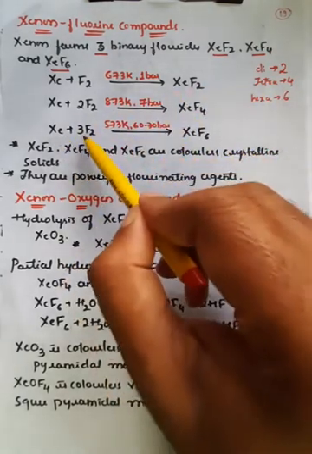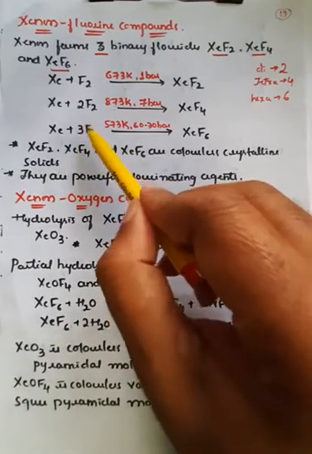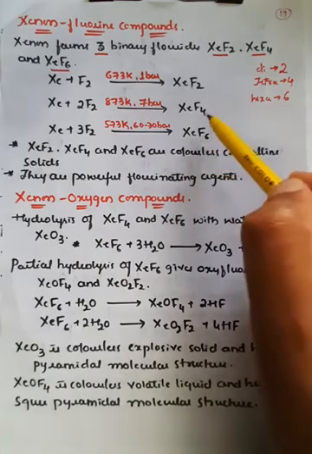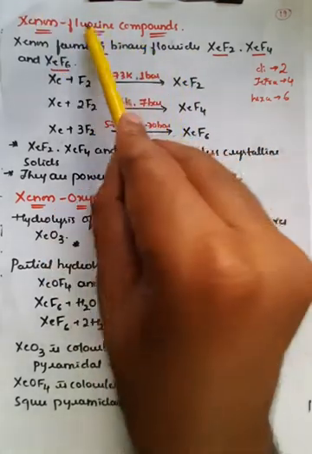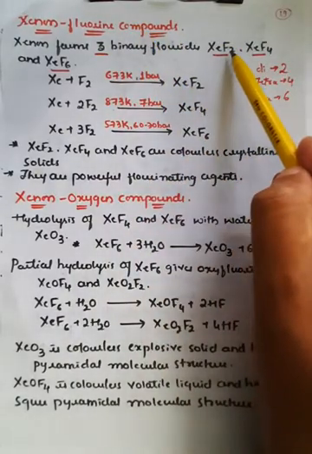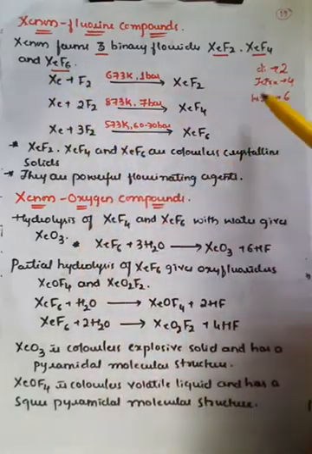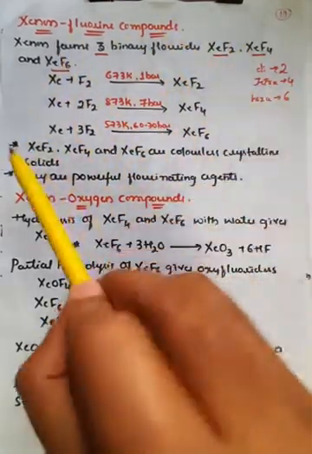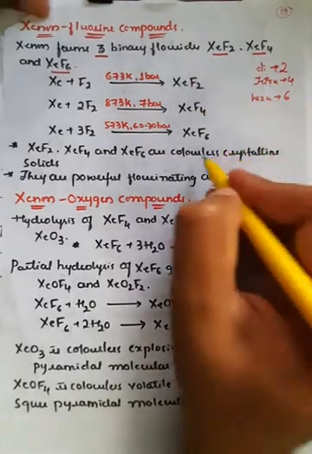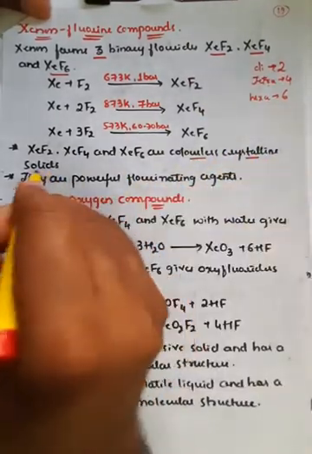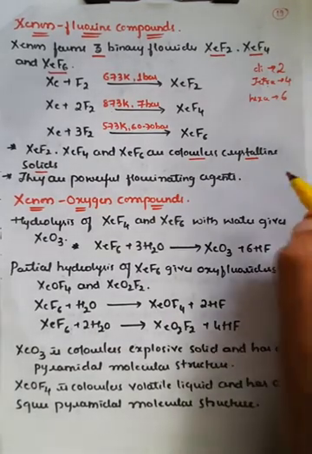In the same reaction, if you increase the concentration of F2, that is, if you take 3 moles of F2, it will convert into hexafluoride. Therefore, xenon forms 3 binary fluorides whenever it reacts with fluorine: XeF2, the difluoride, XeF4, the tetrafluoride, and XeF6, the hexafluoride. Xenon difluoride, tetrafluoride, and hexafluoride are generally colorless crystalline solids. Remember, all three are colorless crystalline solids, and they are powerful fluorinating agents.